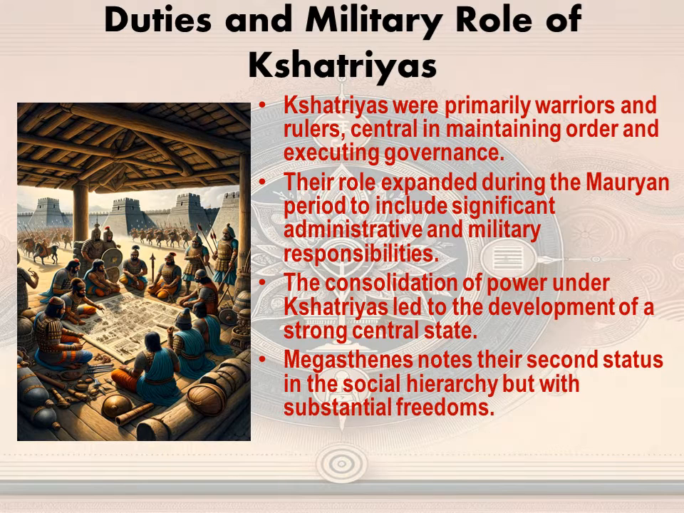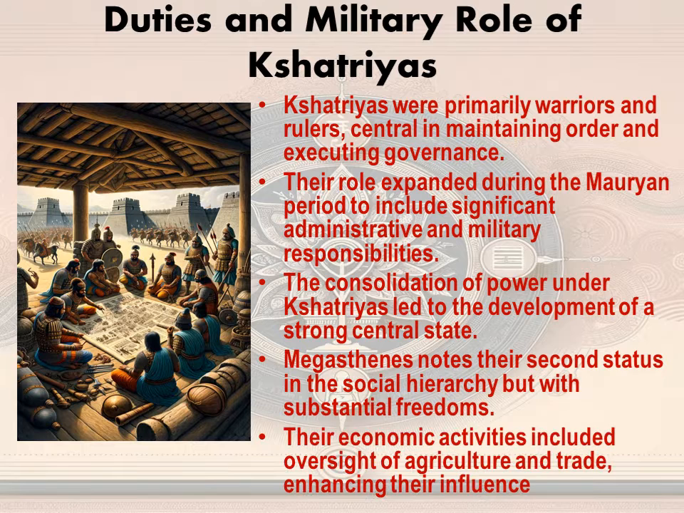Megasthenes notes their second status in social hierarchy with substantial freedom. So, according to Megasthenes, the role of Kshatriyas was second to that of Brahmanas, and they were second in status in the social hierarchy, but they had a substantial amount of freedom also.